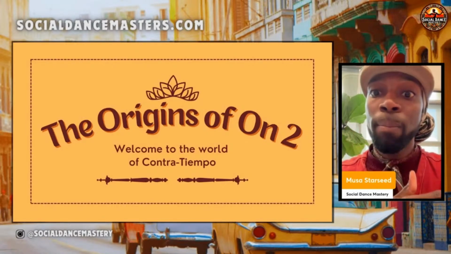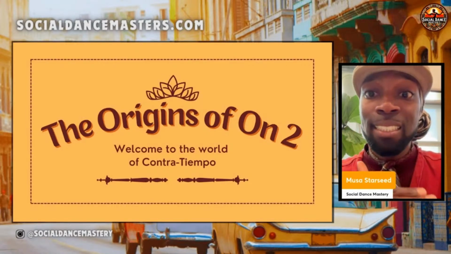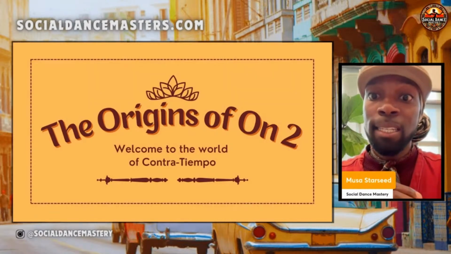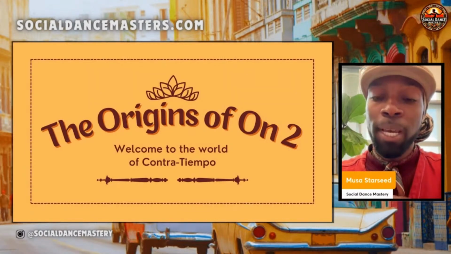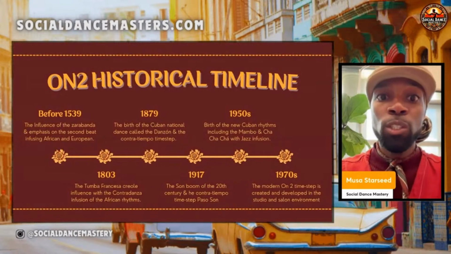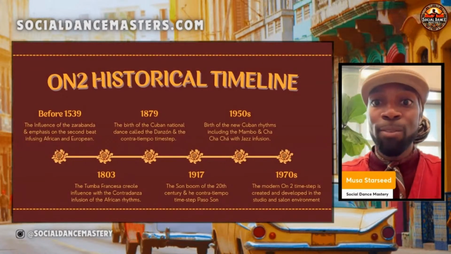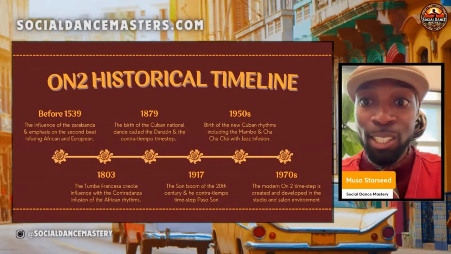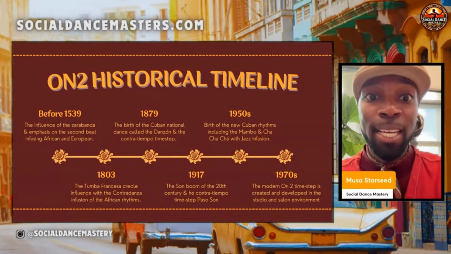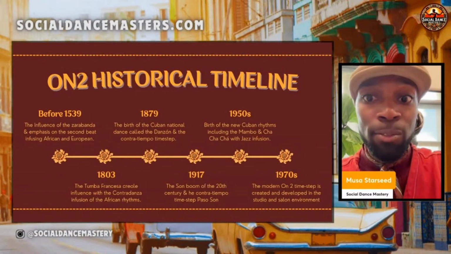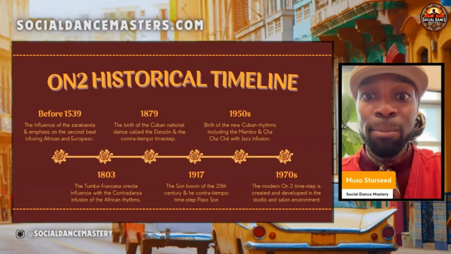We're going to go way back to the 16th century to see the roots of On2. And how we're going to do that is we're going to use this On2 historical timeline that I've created for you. This is a good reference guide that you can use. It has all the names of the different dances and types of music.